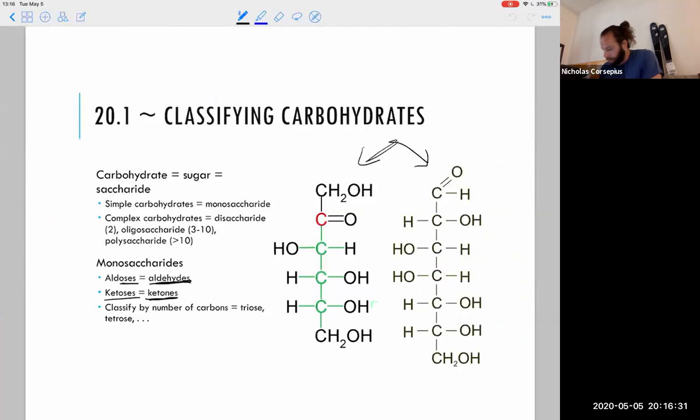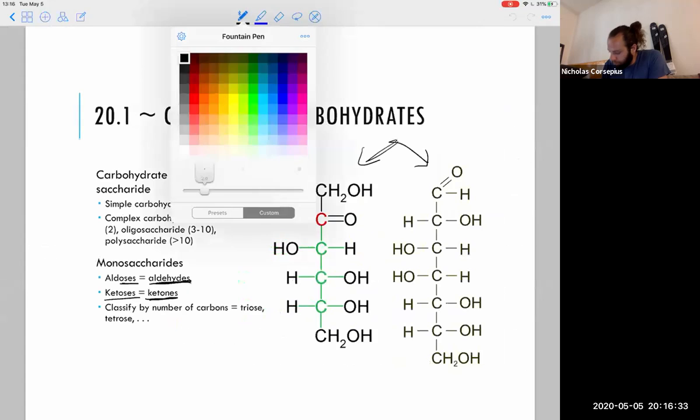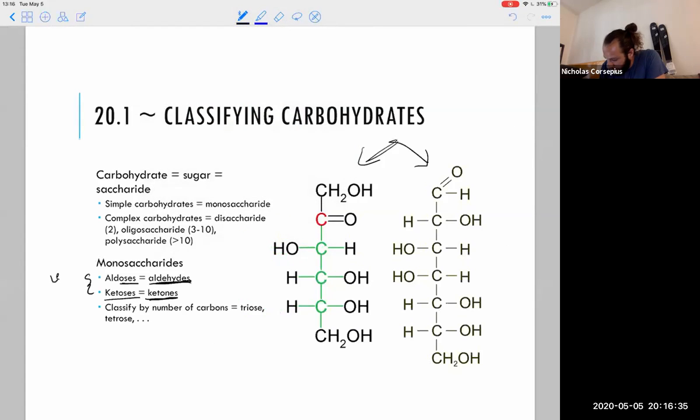Bottom line, first level of classification, whether it contains the ketone or aldehyde group, and then next, based on the number of carbons.